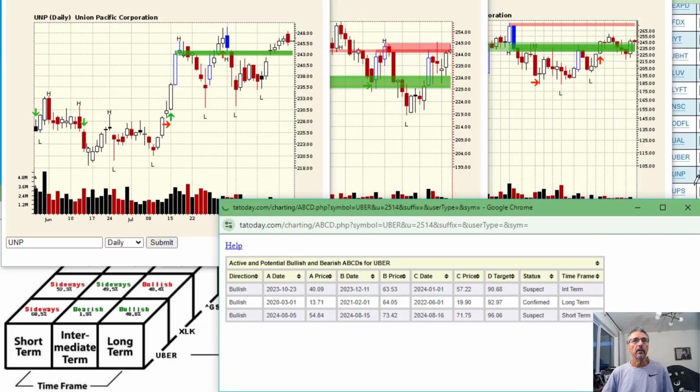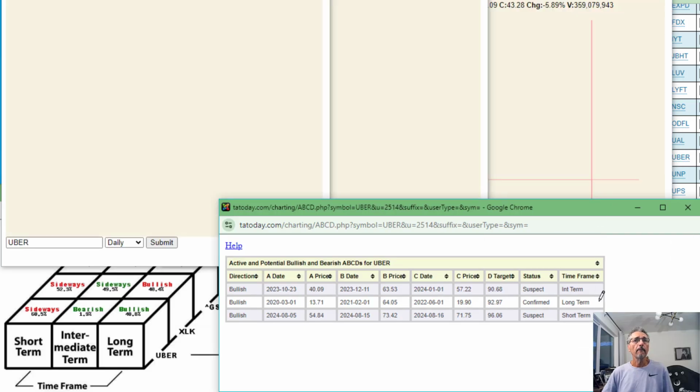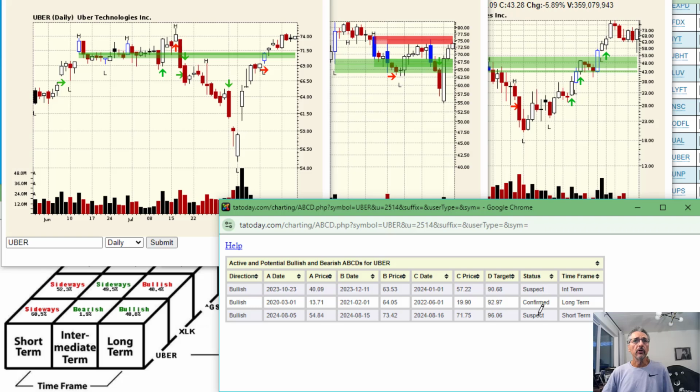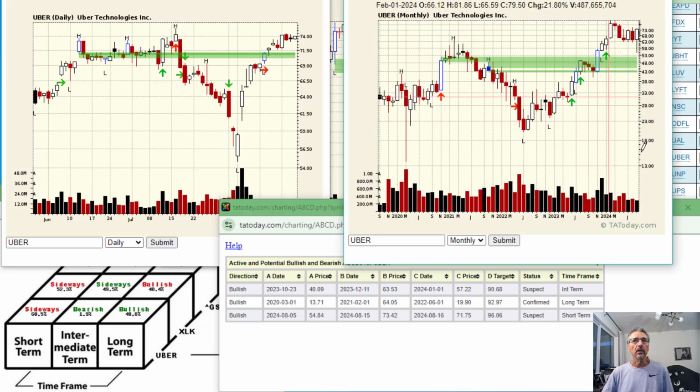That's going to take the index higher, the sector higher. Look here, you got suspect, confirmed, suspect, all of them, long-term, intermediate, short-term. This is Uber. This wants to go higher just looking at this. If you look at the chart, it looks the same. Remember, anytime you break, this is a break of a swing point high, you got to retest, regen.